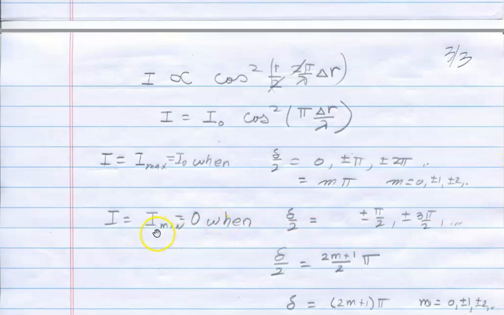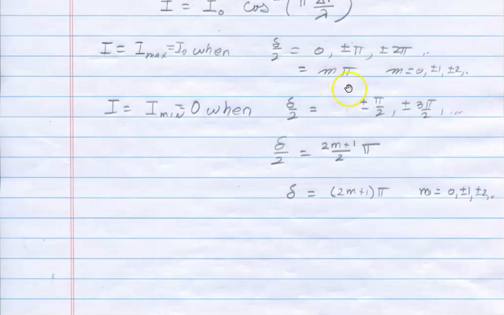On the other hand, the lowest the intensity ever gets is 0, and that occurs when this delta over 2 factor here is an odd multiple of pi over 2: pi over 2, 3 pi over 2, 5 pi over 2. Then it's 90 degrees or 270, and the cosine of 90 or 270, etc., vanishes, and so the intensity is 0.